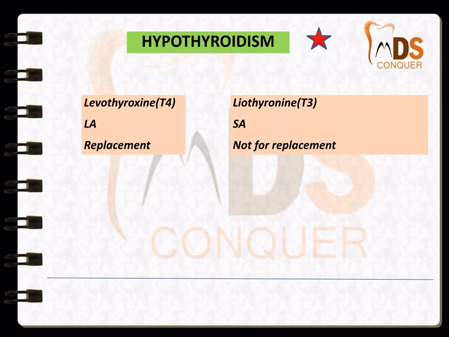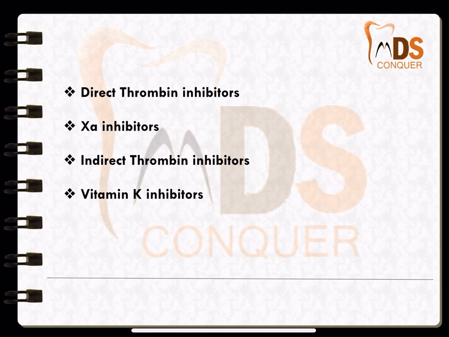Next, hypothyroidism: levothyroxine and liothyronine. So levothyroxine can be used for replacement, whereas liothyronine is not for replacement. Okay, so this is regarding the antithyroid drugs. Now comes the anticoagulants.